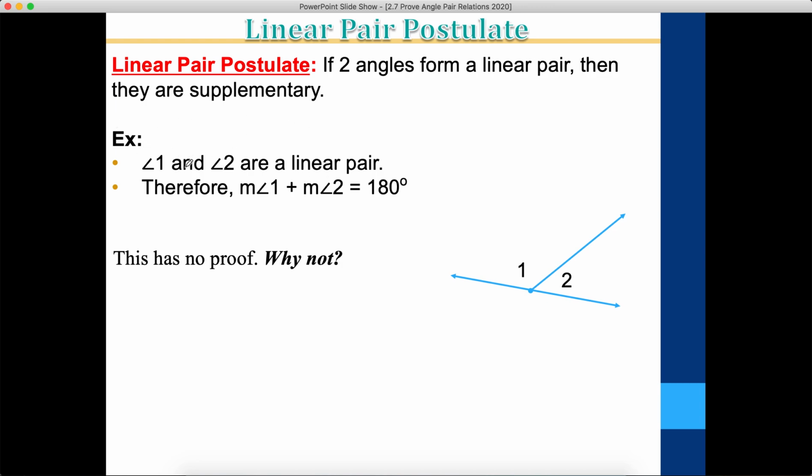We would use it by saying the following: 1 and 2 are a linear pair, therefore 1 plus 2 is 180. If this were a 2-column proof, the justification I would have here is the linear pair postulate. This has no proof, like I just said, because postulates cannot be proven.